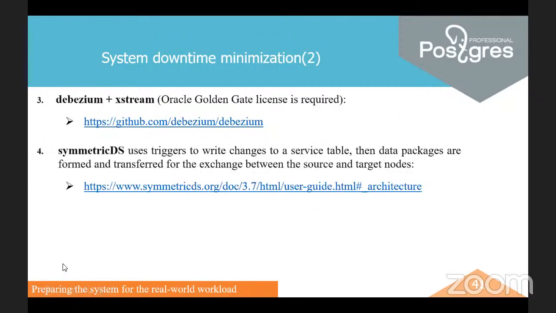And of course, Debezium also implements the XStream solution. However, a very expensive Oracle GoldenGate license is required. So perhaps it's not the best decision. And the next decision is SymmetricDS. It uses triggers to write changes to a service table. Then data packages are formed and transferred for the exchange between the source and target nodes.